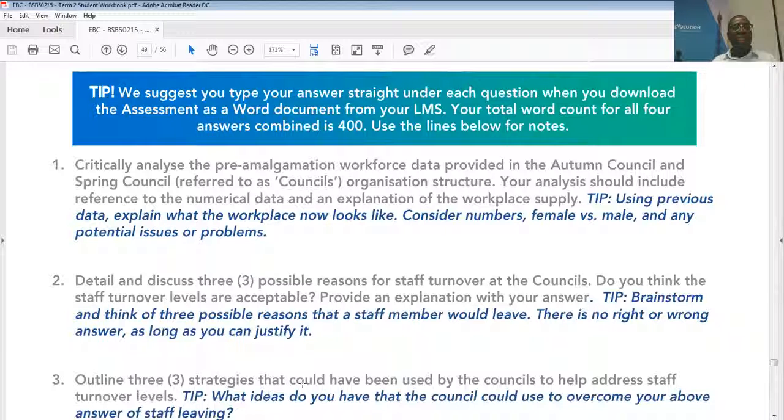Question number 2: detail and discuss 3 possible reasons for staff turnover in the councils. Right, the story of this council.